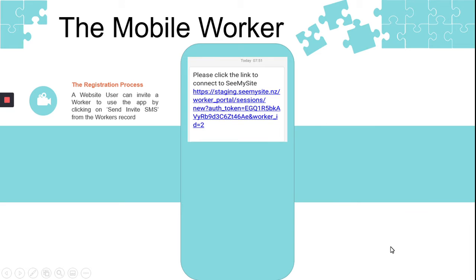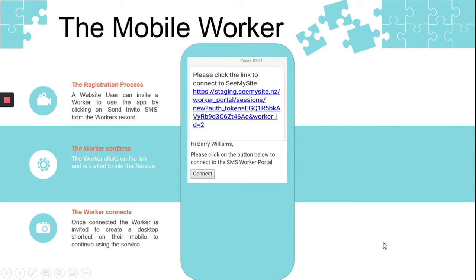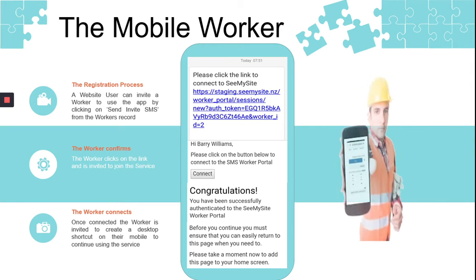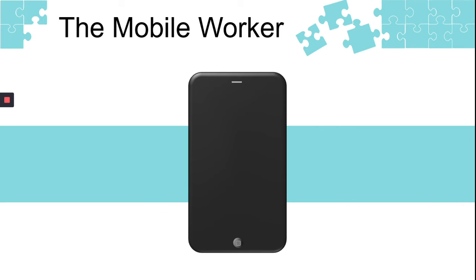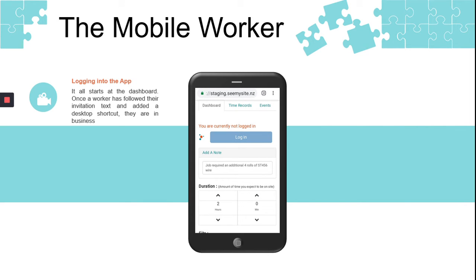So the mobile worker, this is what they'll see. They'll get a token with a little link in there. They click on that and connect to the portal. Once they're connected, they'll get a message there which congratulates them for their connection, and then they'll be able to use the mobile service. This is what typically they'll see when they log on. So they log on to the app, and it all starts on a dashboard.